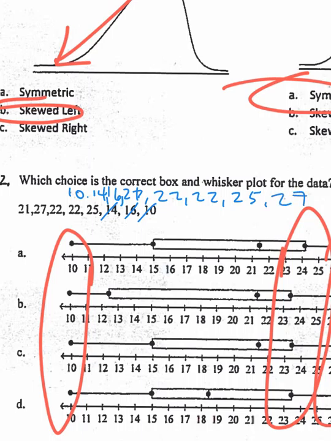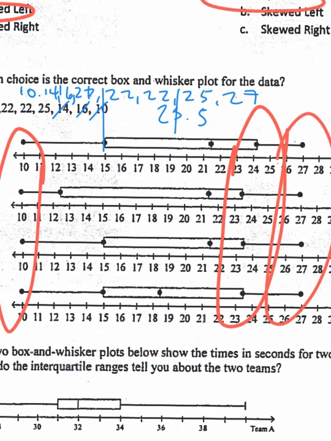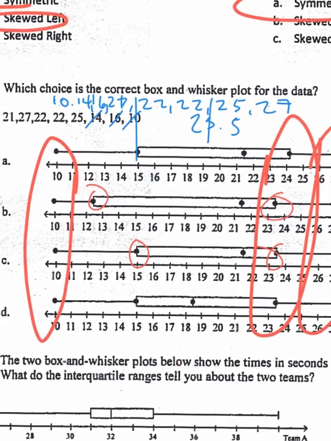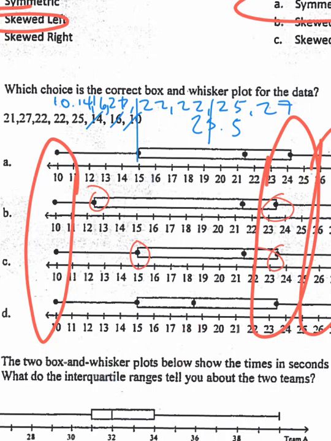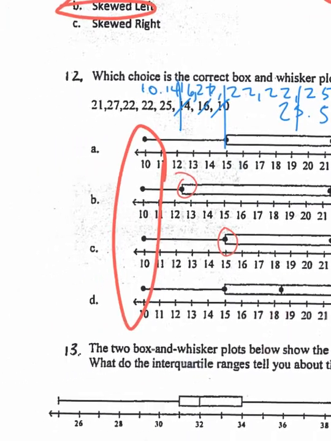Quartile 3, so let's see, we got 1, 2, 3, 4, 5, 6, 7, 8 numbers. So there's the median. Quartile 3 is going to be 23.5. So I'm looking at these. Looks like 23.5 would be here or here. So then the difference between these two would be the difference of quartile 1 is 15, or is it 12.5? So I look at my list. Looks like quartile 1 is 15, so that means option C is correct.